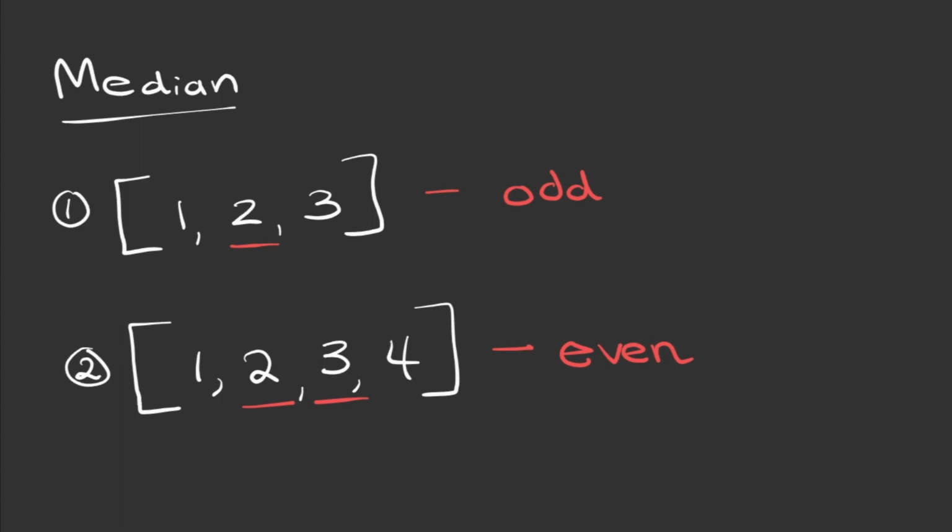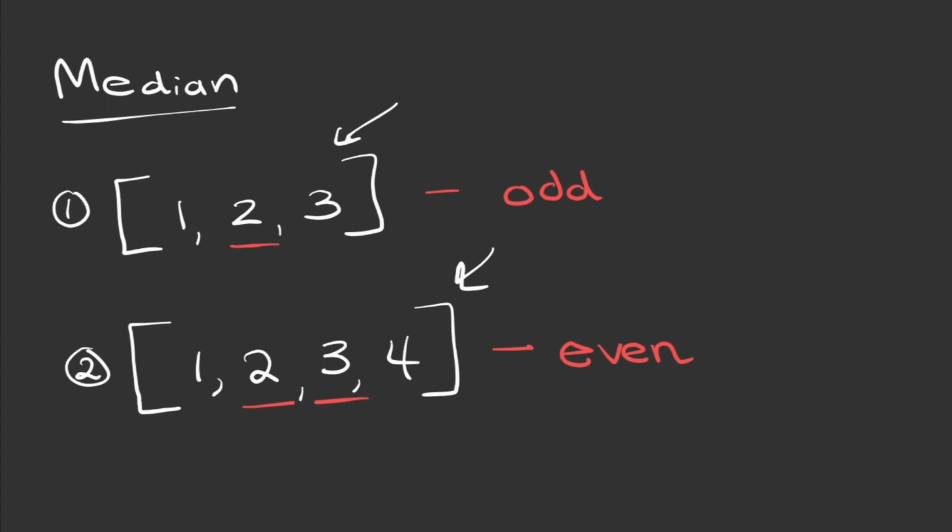So since the problem states that we have to come up with a solution in big O of log of m plus n, we simply can't take all the elements in the first array and the second array and add them together and then find the middle number, because that would have a worst case of big O of m plus n, and that would also have a space complexity of big O of m plus n.